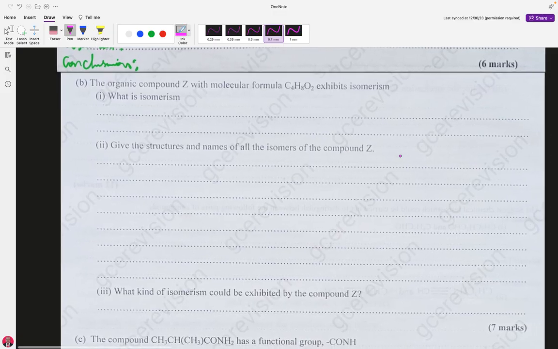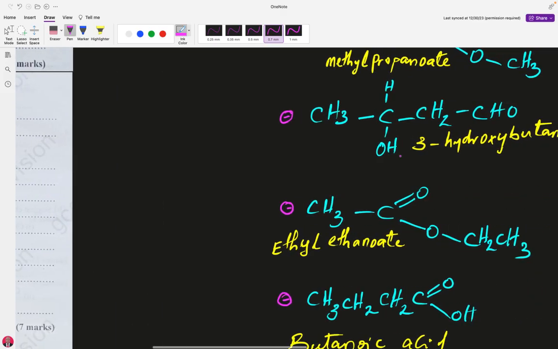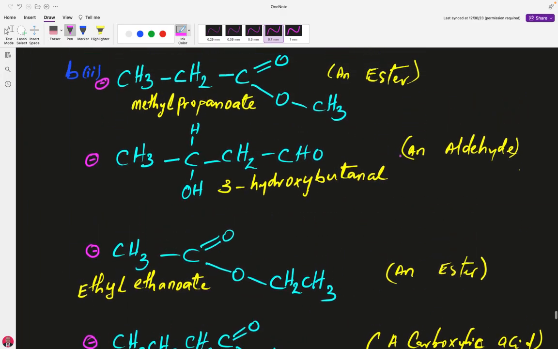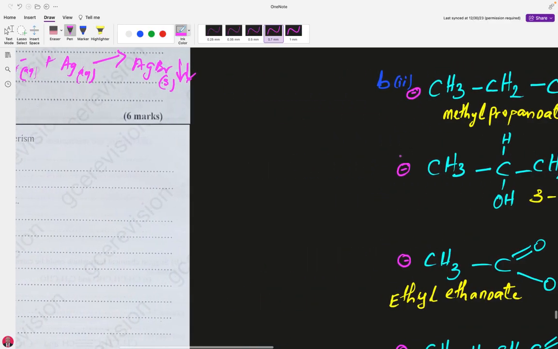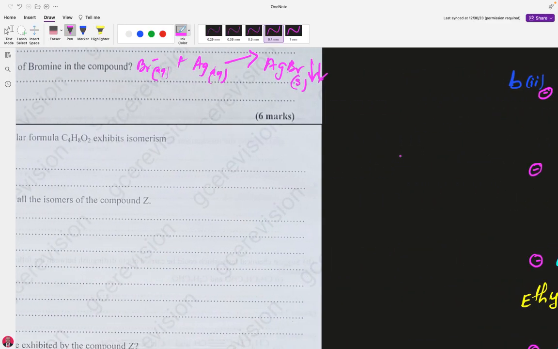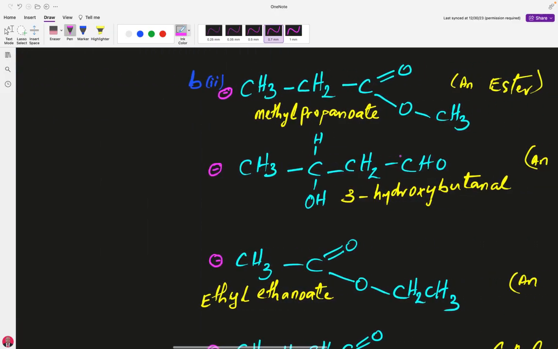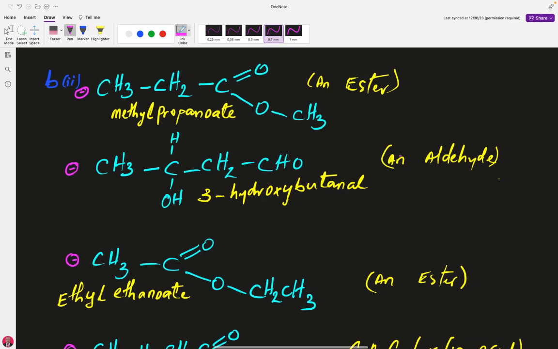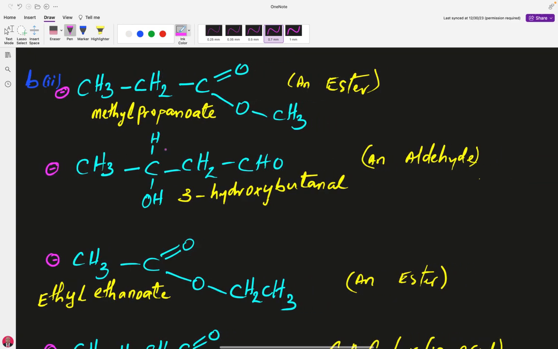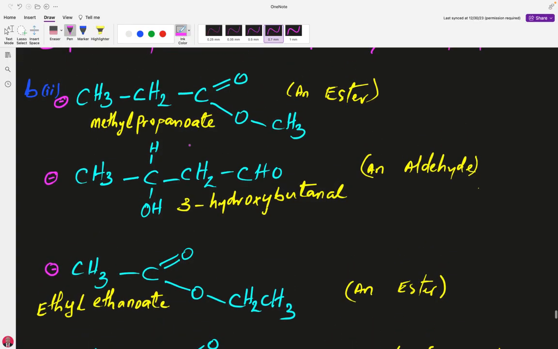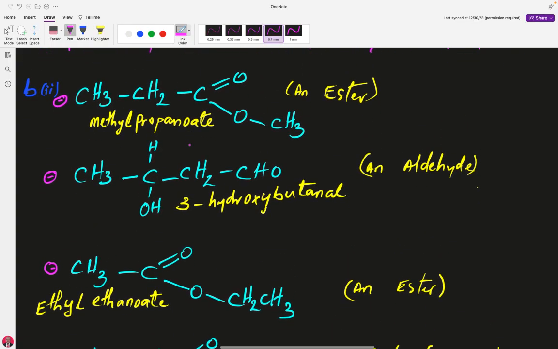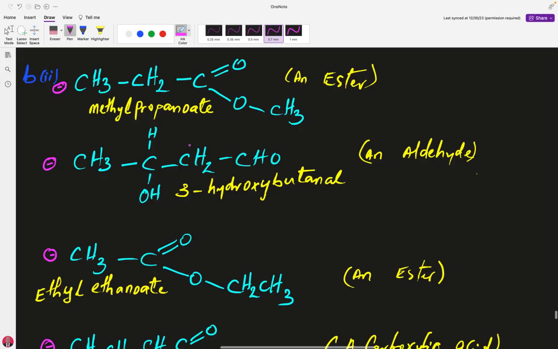So let's do some work here. Coming here, the compound we are dealing with is C4H8O2. Let's go back again. The compound we are dealing with is C4H8O2. So here we have about 4 different isomers. I've done some work here for you. There are 4 different isomers here.